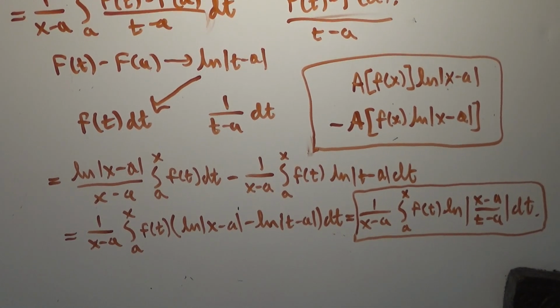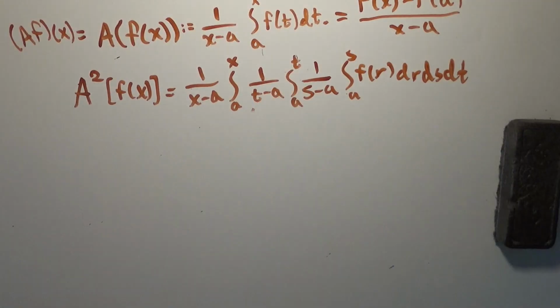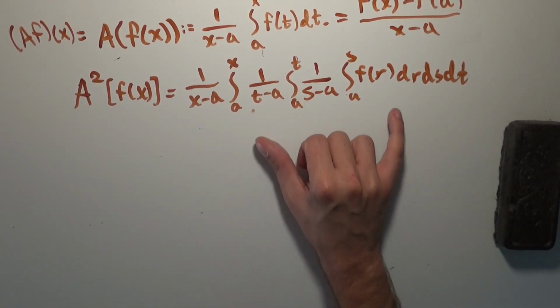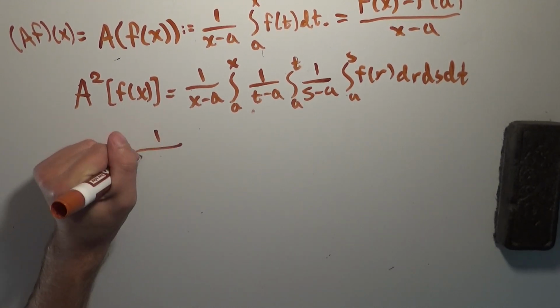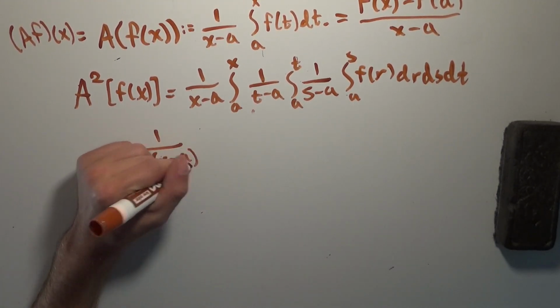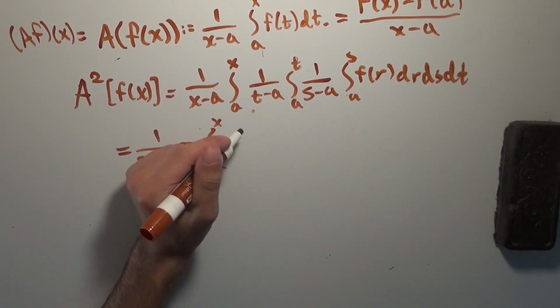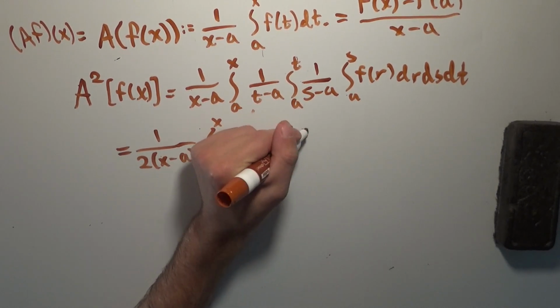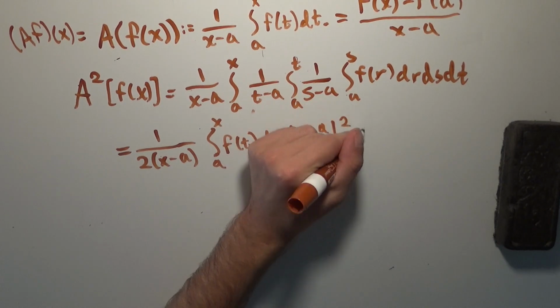So I'm going to just say what the third iteration is, and then I'm going to demonstrate what the general pattern is using proof by induction. So we've done 3 averages now, right? And so I'm going to say what this is now. This is precisely equal to 1 over 2 times the quantity x minus a times the integral from a to x of f of t times the natural logarithm of the absolute value of x minus a over t minus a to the power of 2 dt.